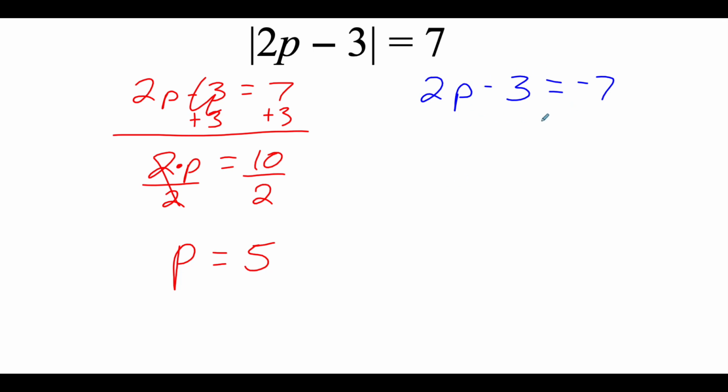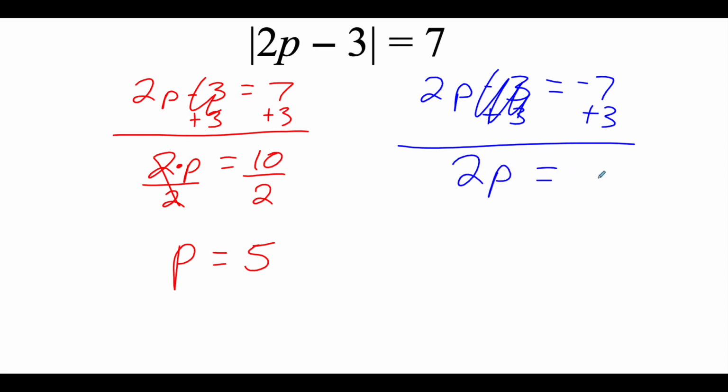Now if we take a look at our other equation in blue over here, 2p minus 3 equals negative 7. First thing I'm going to do is add that 3 over to the right-hand side so it cancels out. We're left with 2p equals negative 4. We still need to get rid of that 2 that's attached to the p, so we're going to divide by 2 again. So we're going to end up with p equals negative 2. So our two answers in this case are p equals 5 and p equals negative 2.